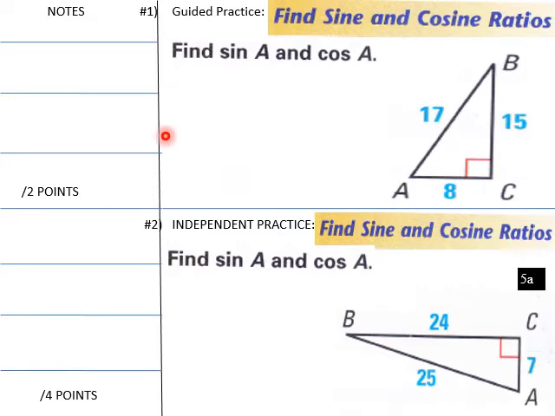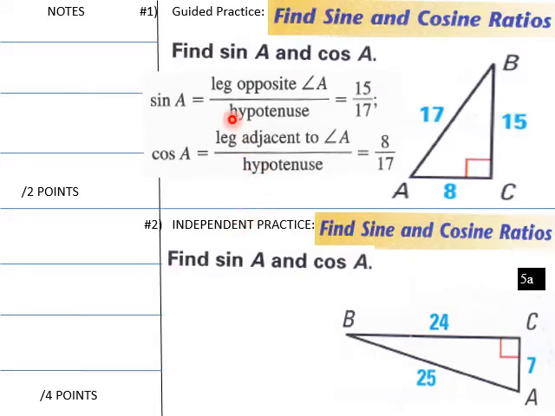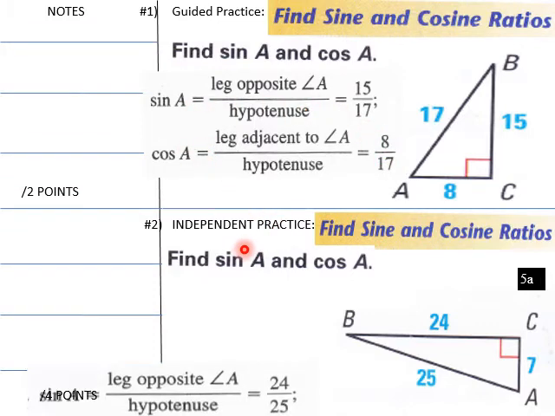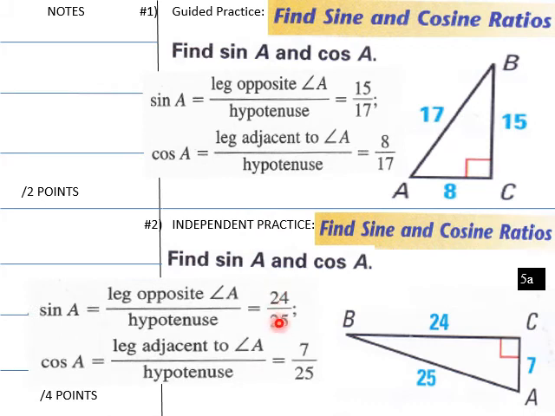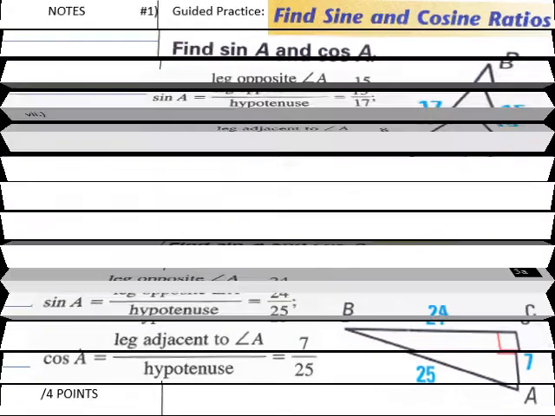Okay, welcome back for our solutions here. Here is number 1, 15 over 17 and 8 over 17 for sine A and cosine A. And then number 2 will be 24 over 25 and then 7 over 25 for cosine. So it would be adjacent over hypotenuse here for 7 over 25. And then our sine A would be opposite over our hypotenuse, 24 over 25.